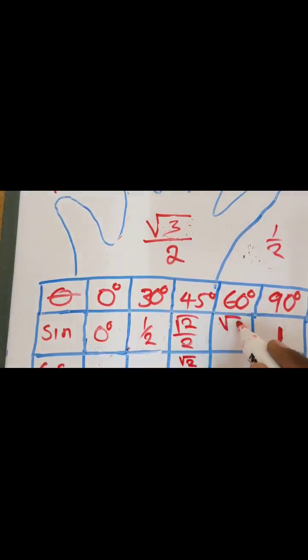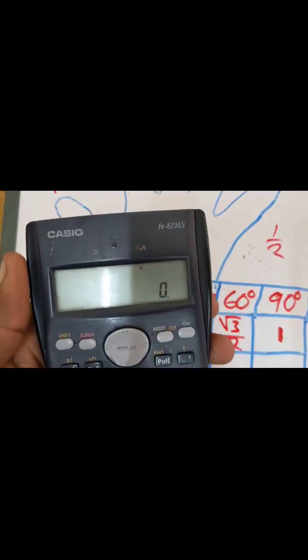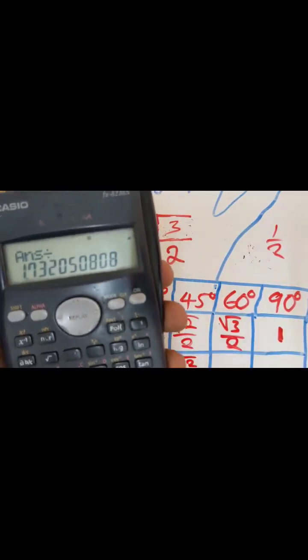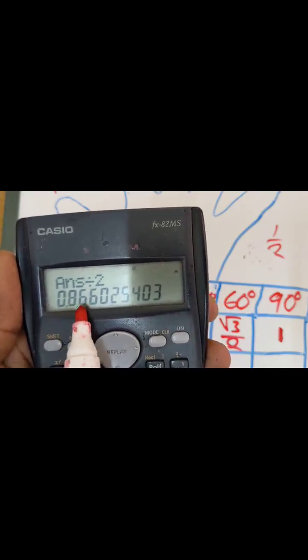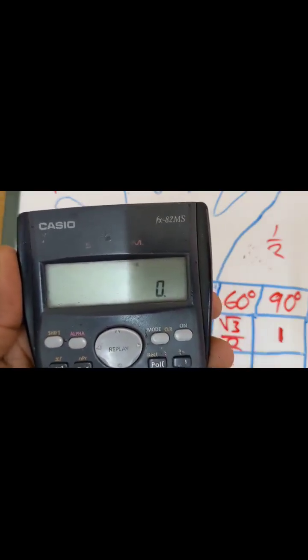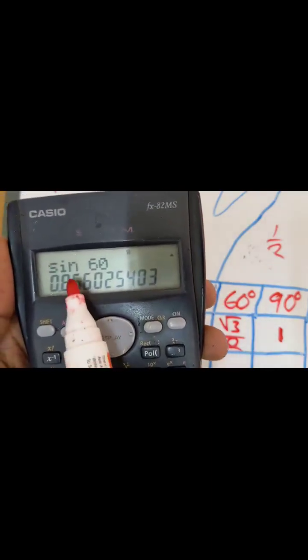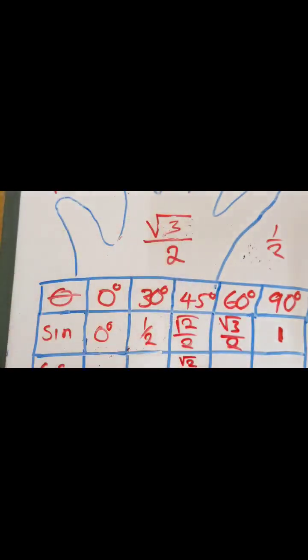So the square root of 3 over 2. So let's try to find out here the square root of 3 divided by 2. It is 0.866. Okay, 0.866. So let's try sine 60. 0.866, like that. As simple as that. Okay, so that is how you do it.